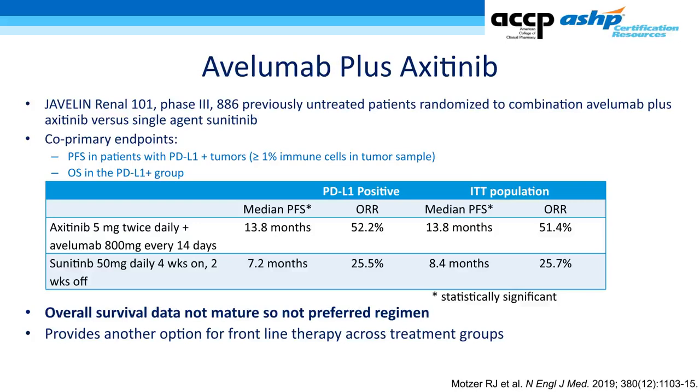Okay, the last slide on an immune checkpoint inhibitor TKI combination is avelumab plus axitinib. This is Javelin Renal 100, large study, almost 900 patients randomized to avelumab plus axitinib or single agent sunitinib. We see improved median progression-free survival with the combination arm, better response rate, including median PFS, both in the PD-L1 positive and the intention to treat combination. Now, the overall survival data is not mature, so this is not a preferred regimen, unlike, say, pembrolizumab plus axitinib. It is listed as another option across treatment groups by the guidelines.